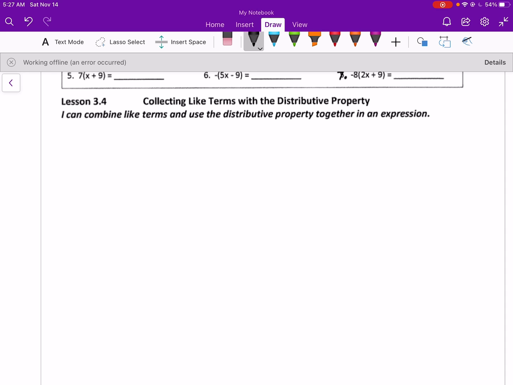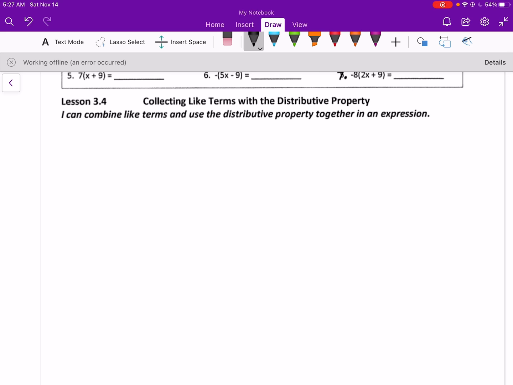Lesson 3-4. Today, we're going to combine what we've been doing. You did collecting like terms, you did the distributive property, and now we're putting them together. They're getting married. They're a big old happy family. So we're going to put them together. So here we go, lesson 3-4.